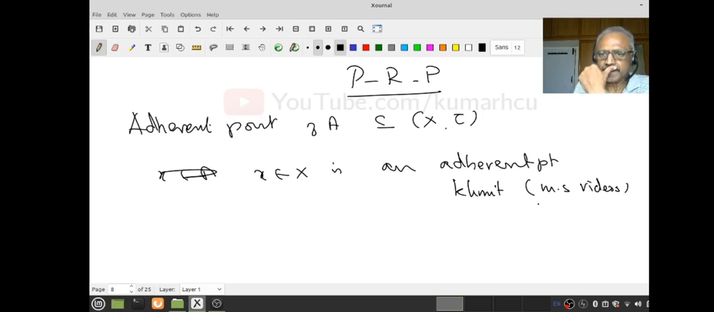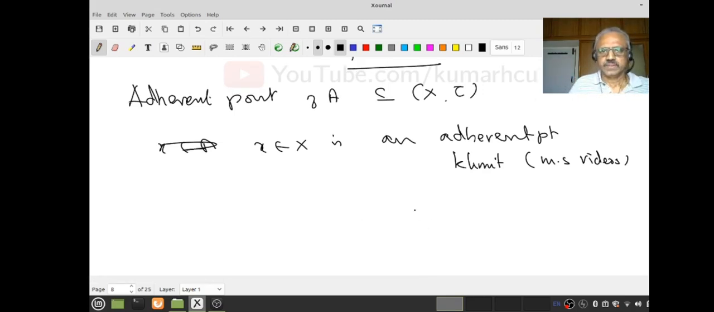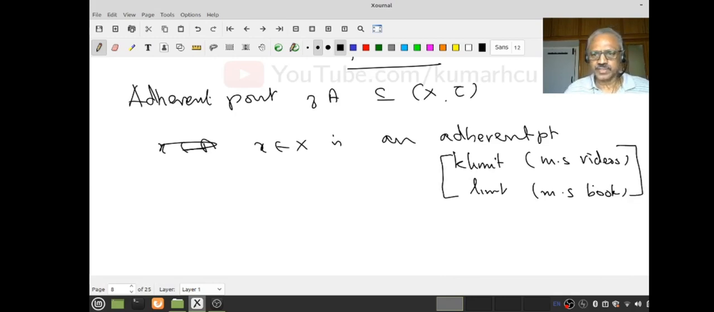Limit point. In my book it's called limit, and in my metric space book I call it limit point. But nowadays many people think of limit point as something else, so I decided to call it an adherent point.